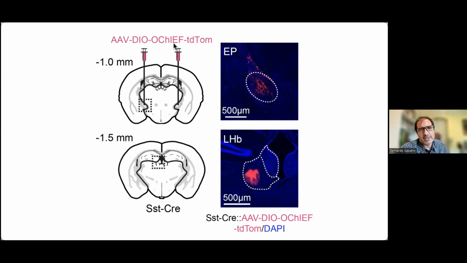And so Sola expressed a variant of channelrhodopsin called ChIEF in somatostatin neurons of the entopeduncular nucleus by injecting into the EPN a Cre-dependent virus in a somatostatin-Cre animal. You can see here the labeling site. And then we can cut an acute brain slice and identify in the habenula the terminals of these axons that are infiltrating the habenula, and then study the effect of stimulating them.